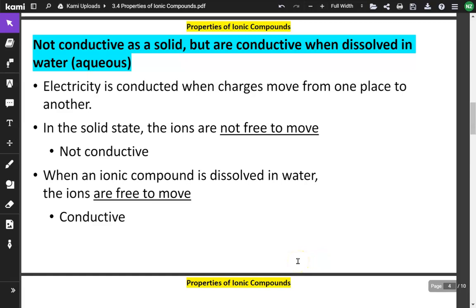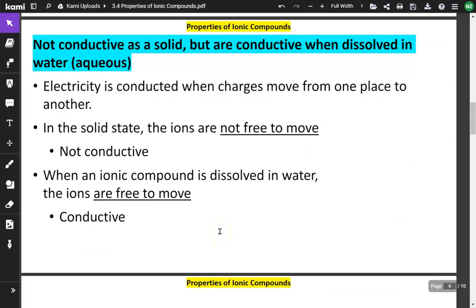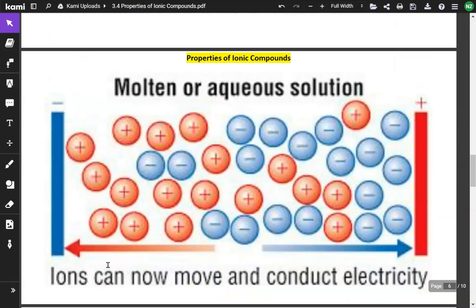As solids, ionic compounds are not conductive, but when we dissolve them in water, they are conductive. Electricity is conducted when charges move from one place to another. In the solid state, if you go back and look at our structure here, it's tightly packed. They can't move. When they can't move, it's not conductive. When it's dissolved in water, however, that ionic compound breaks apart, and now the ions are free to move. So it is conductive. So again, solid doesn't move. As a liquid, or when dissolved in liquid, those ions are free to move. And now electricity can be conducted.